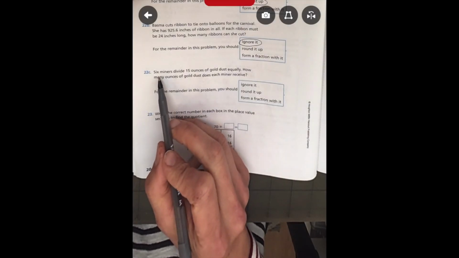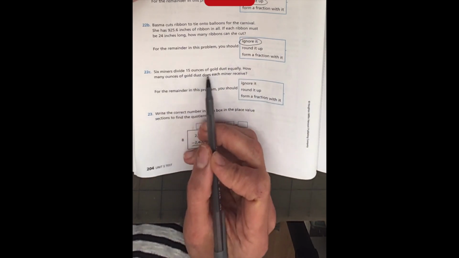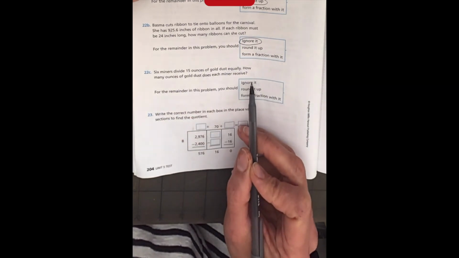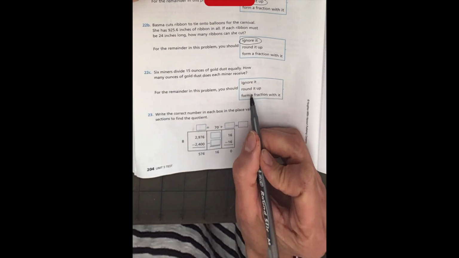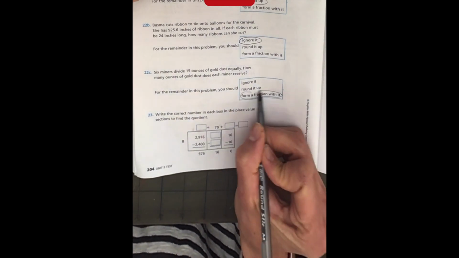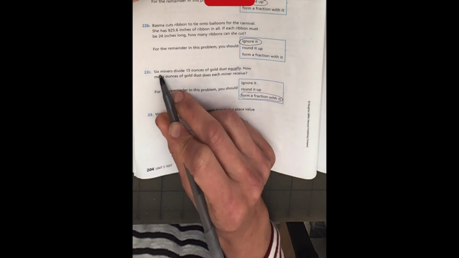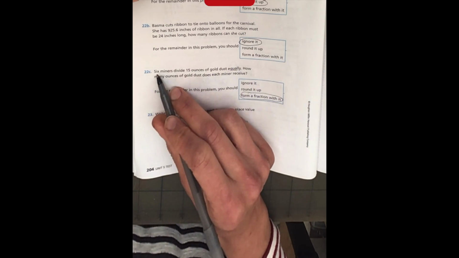For number 22, we have 6 miners that will divide 15 ounces of gold dust equally. How many ounces of gold dust does each miner receive? Okay, we're talking about gold here. So we're not going to ignore and just leave gold we found, nor can we round it up and just make up gold that isn't there. So we are 100% going to have to form a fraction and divide that gold dust up equally among these miners. 15 will not divide into 6 equally.